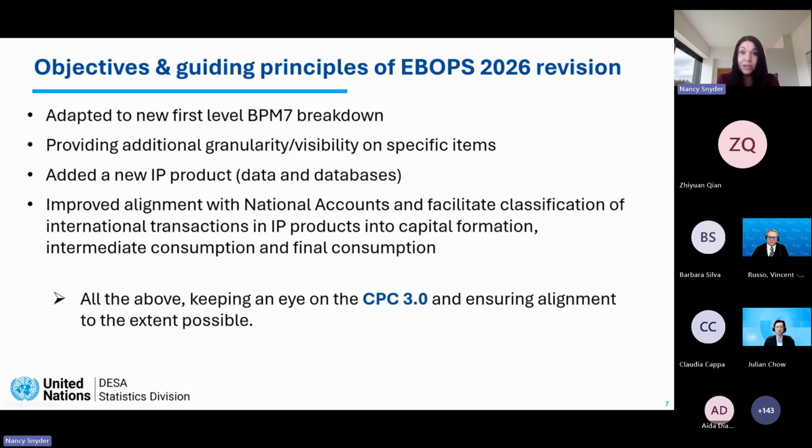So what were the objectives and guiding principles in this revision process? First, we needed to adapt to the new first level BPM-7 breakdowns, also adding additional granularity and visibility on specific items, especially those that were important for SNA purposes and policy relevant items. So what does that mean? We added a new intellectual property product on data and databases. And this improved alignment with the SNA and facilitates classification of the international transactions and IP products into different end uses, into capital formation, intermediate consumption, and final consumption. And of course, all of the above was done keeping an eye on the CPC and ensuring alignment.